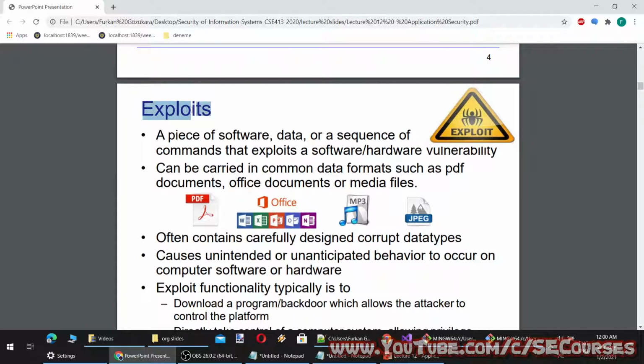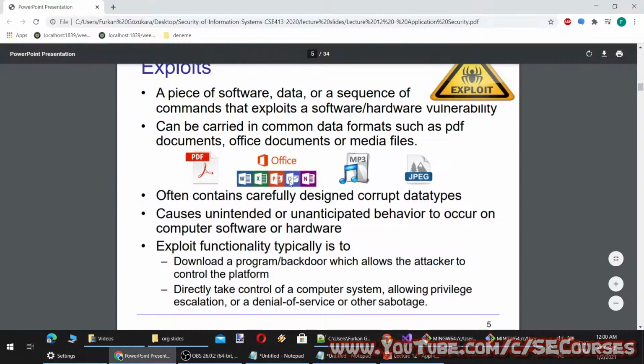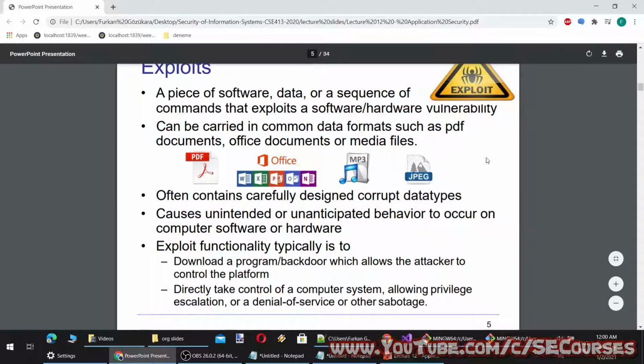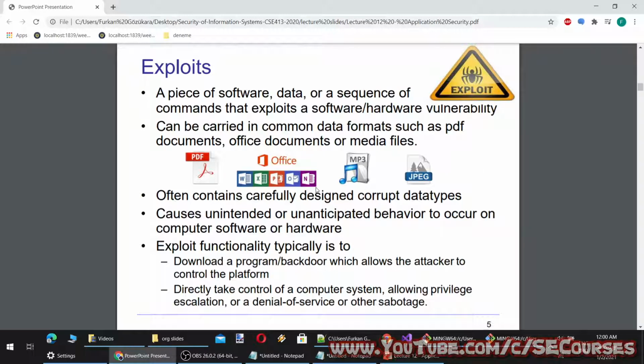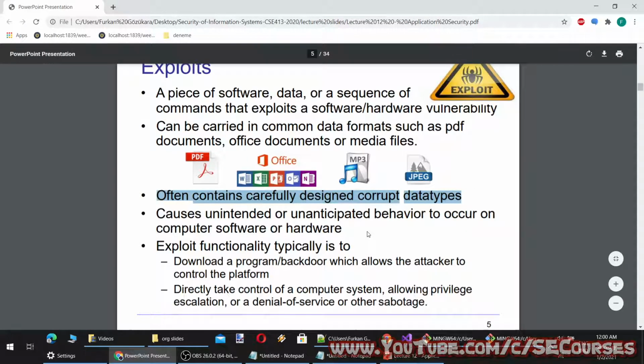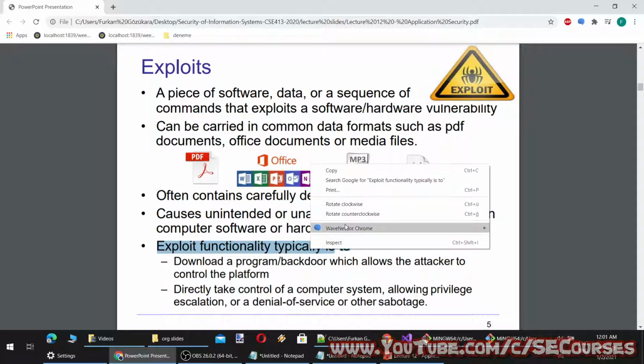Okay, so exploits. Let's start. A piece of software, data, or a sequence of commands that exploits a software or hardware vulnerability. Can be carried in common data formats such as PDF documents, Office documents, or media files. Often contains carefully designed corrupt data types. Causes unintended or unanticipated behavior to occur on computer software or hardware.